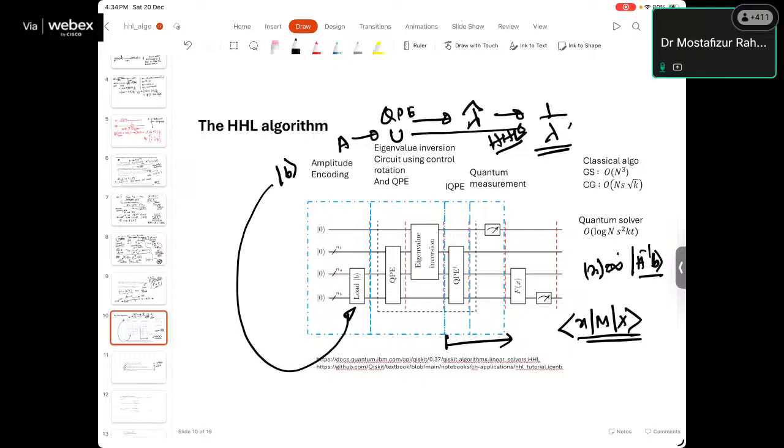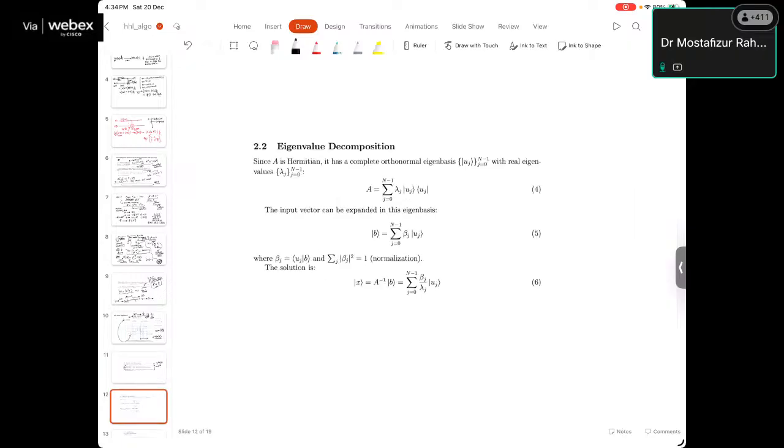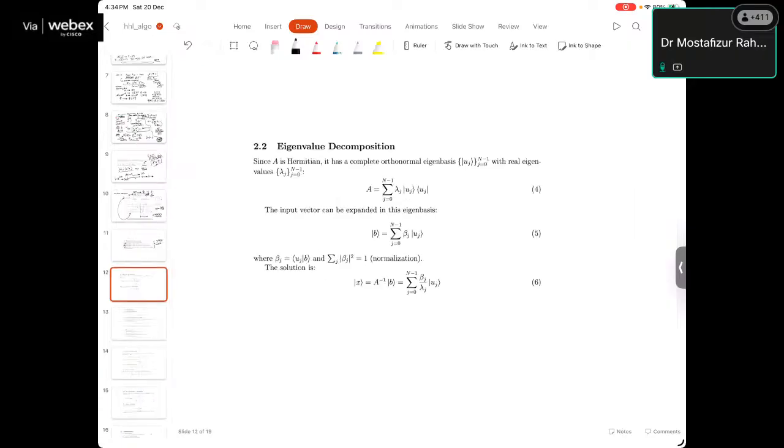So I sincerely request everyone to look at the detailed part of how to do that. Basically, any matrix you can do eigendecomposition this way. All these basic steps I already told.